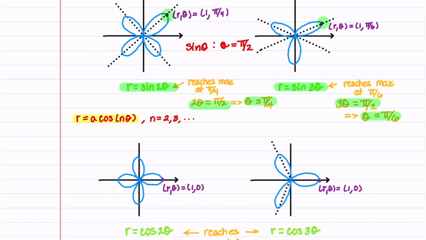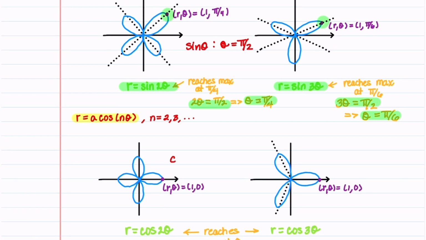For a rose governed by the equation r is equal to a cosine n theta, we know that cosine theta reaches a max when theta is equal to 0. So r is equal to cosine 2 theta and r is equal to cosine 3 theta both reach their max at 0. That occurs at this point and at this point. So when theta is equal to 0, r is equal to 1.